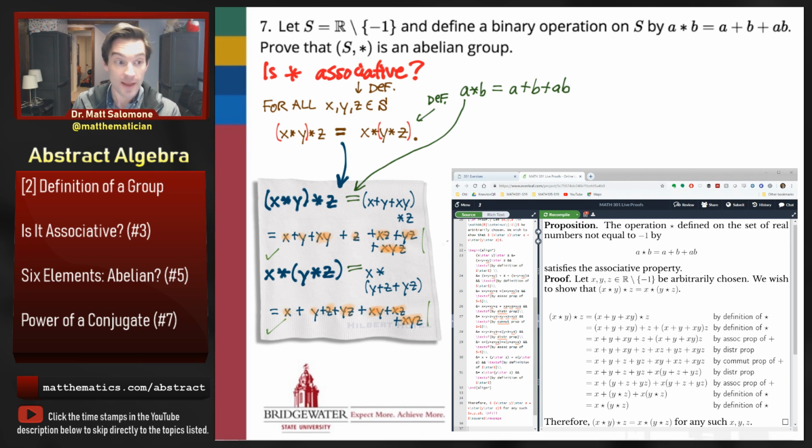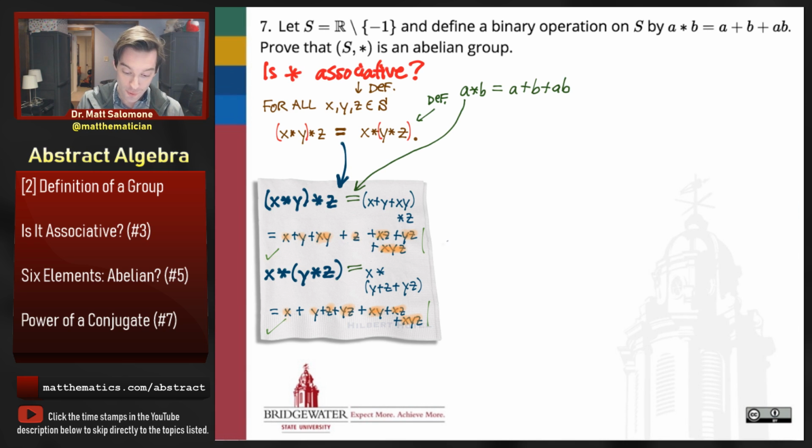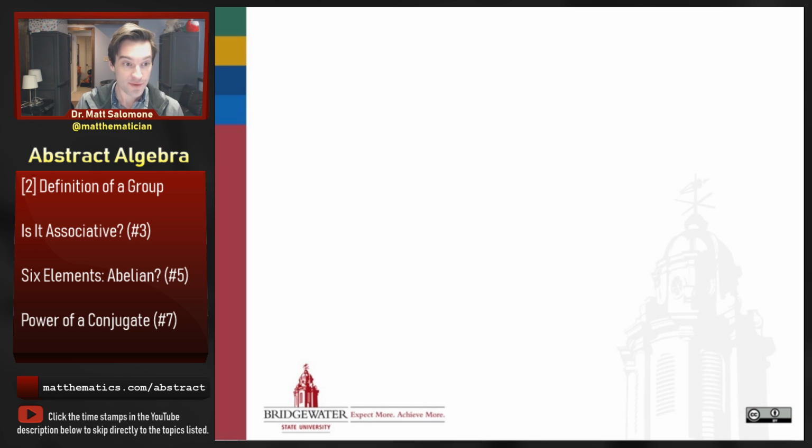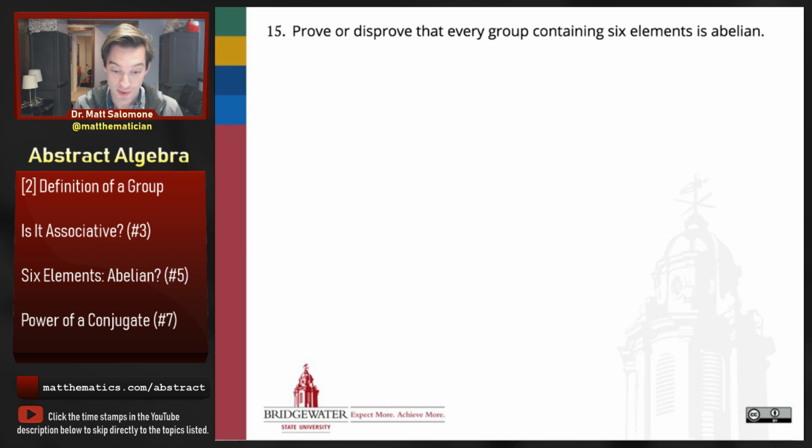All right, let's move forward into our next exercise. The next exercise asks to either supply a proof or a counterexample for the assertion that groups of 6 elements must or might not be abelian. So this is the kind of question that group theorists, abstract algebraists, absolutely love, right? It's a question that's really sort of open-ended, and it gets to the heart of what we try to do as algebraists, which is to classify structure.